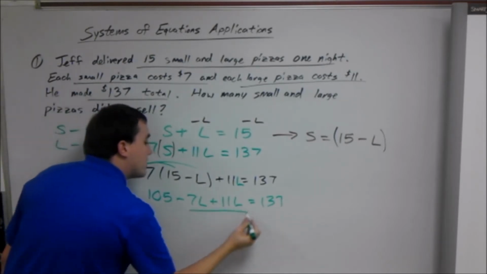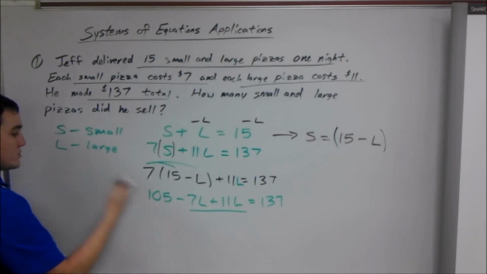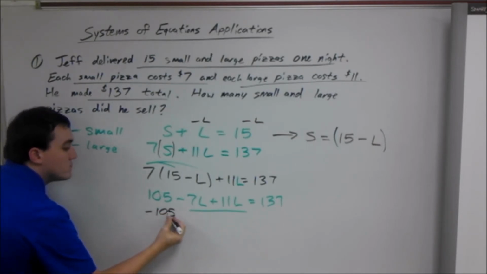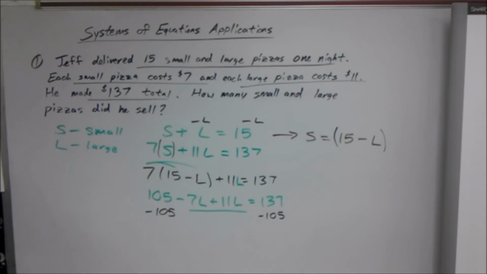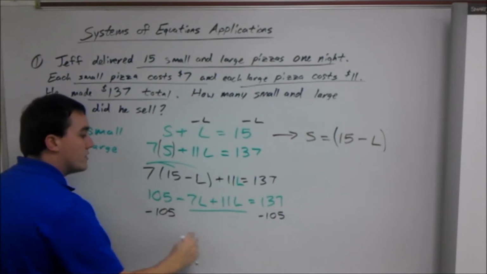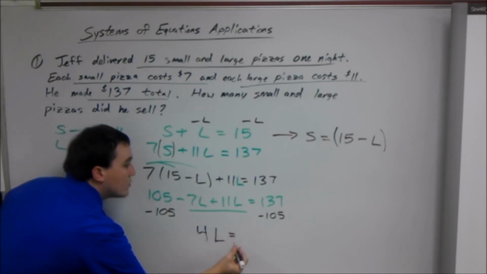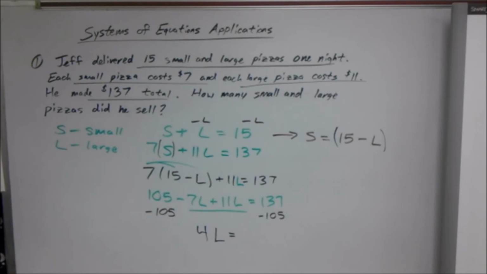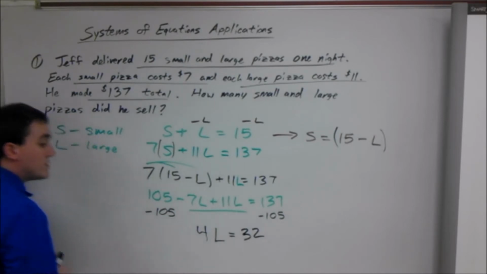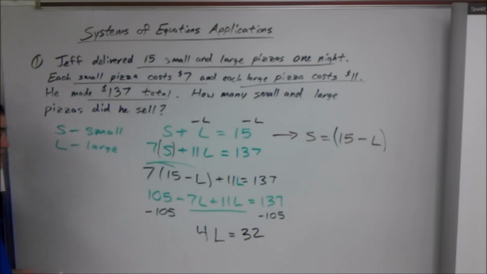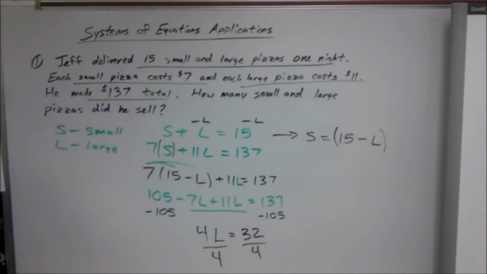We can add like terms, and at the same time, we can move this 105 over. So let's go ahead and do that. We subtract 105 from both sides. So we're pretty much just solving for the amount of large pizzas that he sold. Negative 7L plus 11L is 4L equals 137 minus 105, which is just 32. So the amount of large pizzas he sold, divided by 4 on both sides, is 8. 32 divided by 4 is 8.